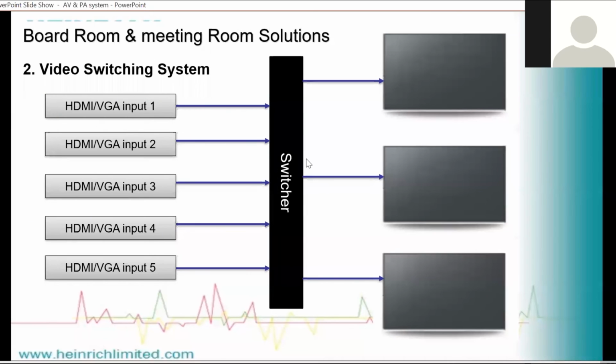So this is the basic architecture of the switching system. This is a switcher. There are multiple HDMI and VGA inputs, and from the switcher you can route your HDMI or VGA input to multiple screens.